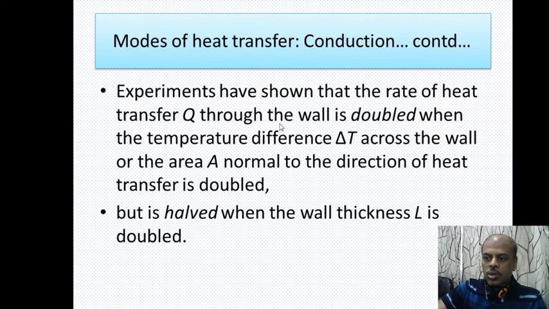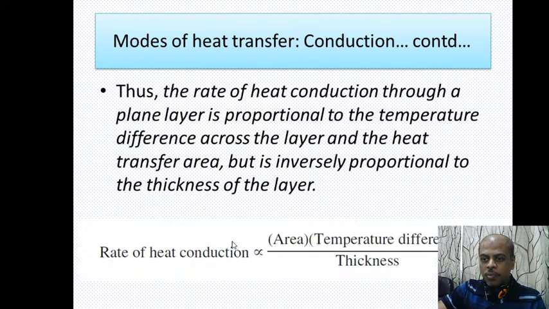So that Q carried through the wall is doubled as the temperature difference is doubled and the area normal to the direction of heat flow is doubled. That means we will get higher Q at higher temperature differences along with higher surface areas, but it is halved when the wall thickness L is doubled. When we increase the wall thickness, it reduces. We will see it in the form of an equation.